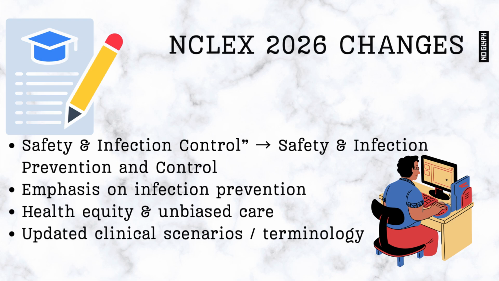From April 1st, 2026, the NCLEX test plan includes terminology and emphasis updates, not major structural changes. One key update is that safety and infection control is now called safety and infection prevention and control, emphasizing prevention over reaction. There is also increased focus on health equity, unbiased patient care, and updated clinical language aligned with modern nursing practice. The exam format, number of questions, time limit, CAT structure, and scoring system remain unchanged, so there is no need to panic about the 2026 updates.